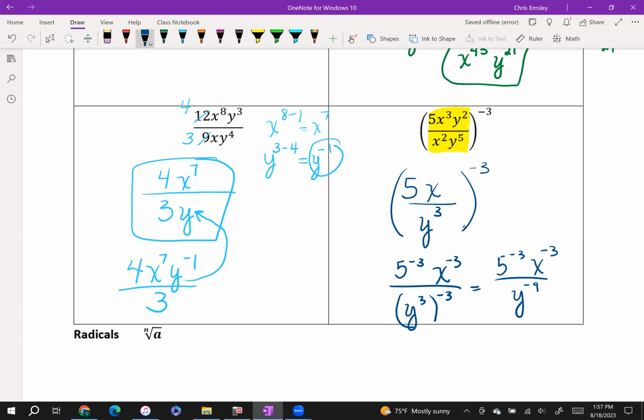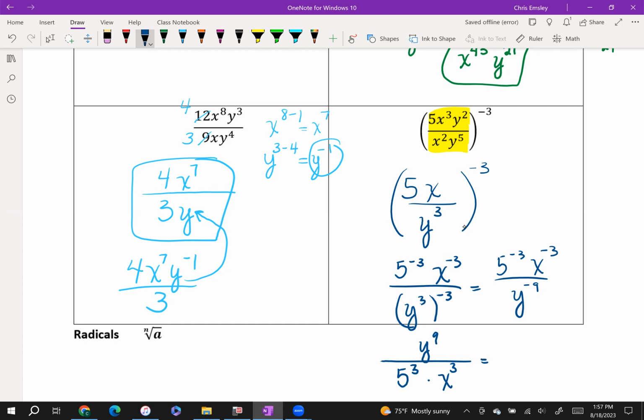Everything is a product here, so those negative exponents, we can just flip things on our fraction. So 5 to the negative 3 up top is equivalent to 5 to the positive 3 in the bottom. X to the negative 3 up top is equivalent to x to the positive 3 in the bottom. And y to the negative 9 in the bottom becomes y to the positive 9 in the top.